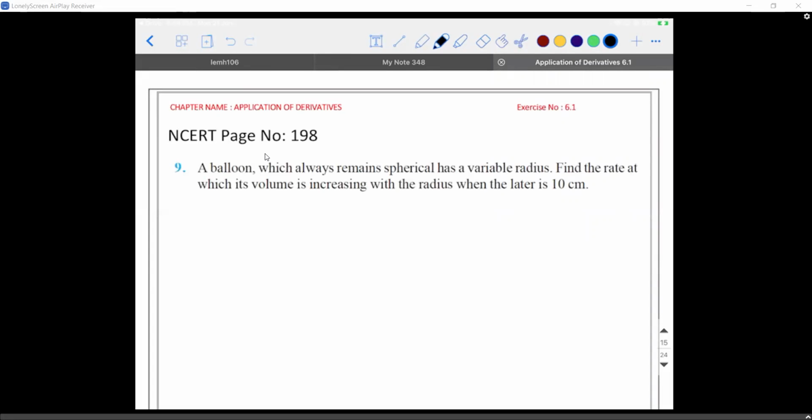Now you do this. Ninth one, you guys do and tell me what is the answer.